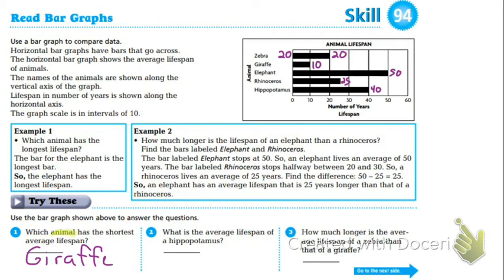Number 2, what is the average lifespan of a hippopotamus? All right, so let's see what the average lifespan is of a hippopotamus, reading from the graph. Now they're not asking us for the specific animal. They're giving us a specific animal. They're asking us for a numerical value here, which, reading that bar graph, ladies and gentlemen, we can see that the hippopotamus lives an average of 40 years. So I'm just going to put a numerical value there, 40.